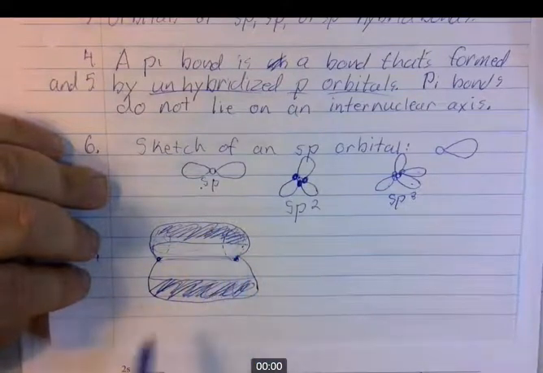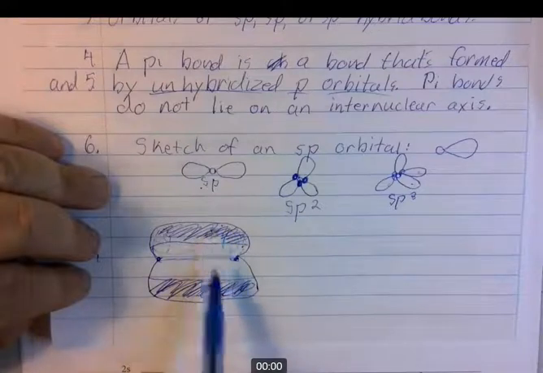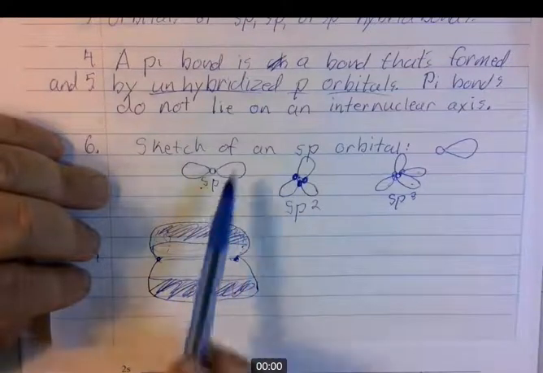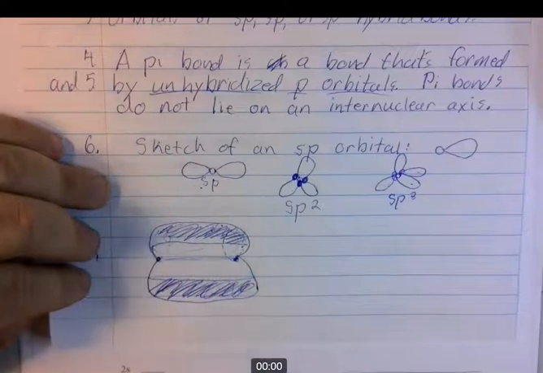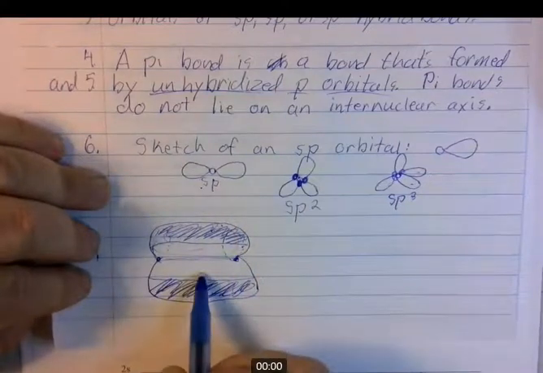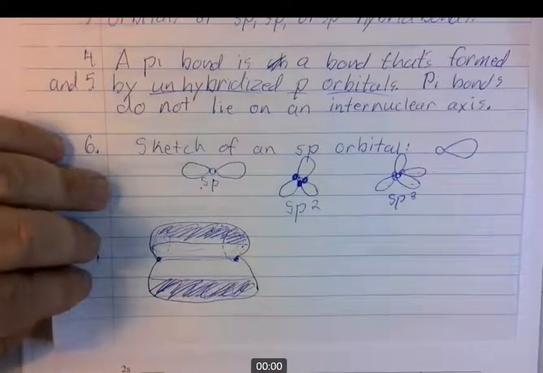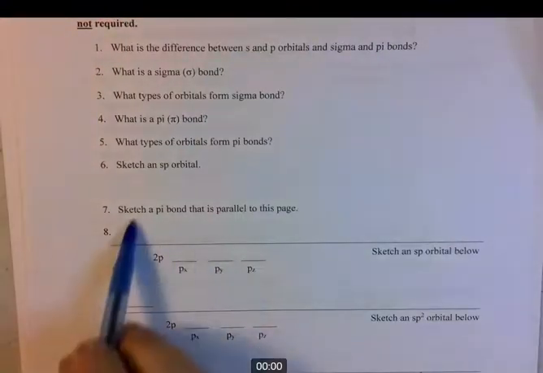It looks like 2 different bonds. It's just the same bond, but it has 2 different locations to it, just like this is the same bond, but it has two different lobes to it. So that's a pi bond. It's not on this internuclear axis. Okay, so that takes care of number 7.